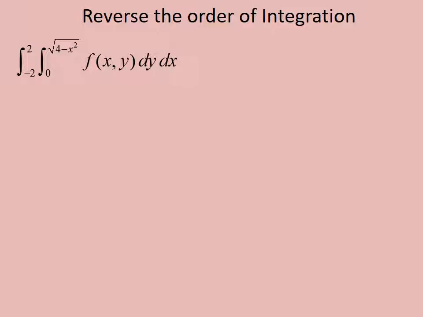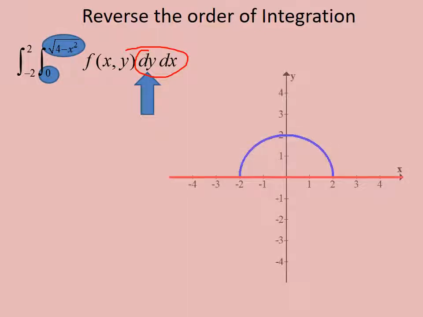Now here we're trying to reverse the order of integration. We have an integral given as dy dx. We want to rewrite it as dx dy. And so we need to first describe this region. We'll draw the graph off. So we've got our y's going from 0 to square root of 4 minus x squared. Here's the graph. The red is y equals 0. The blue is y equals square root of 4 minus x squared. And this is what we use to set up the integral that we have.